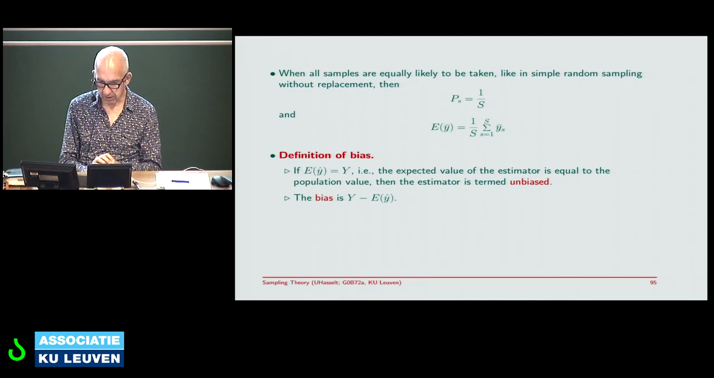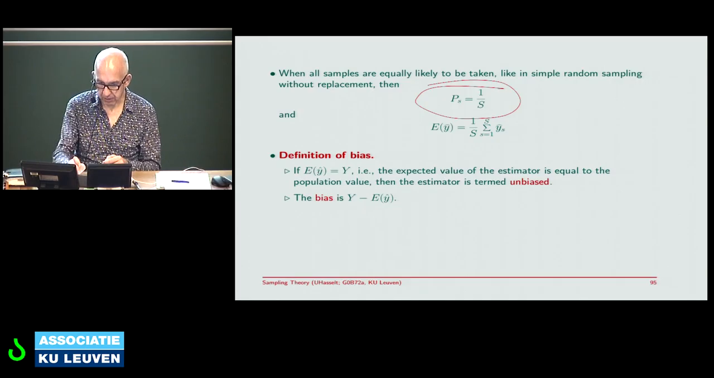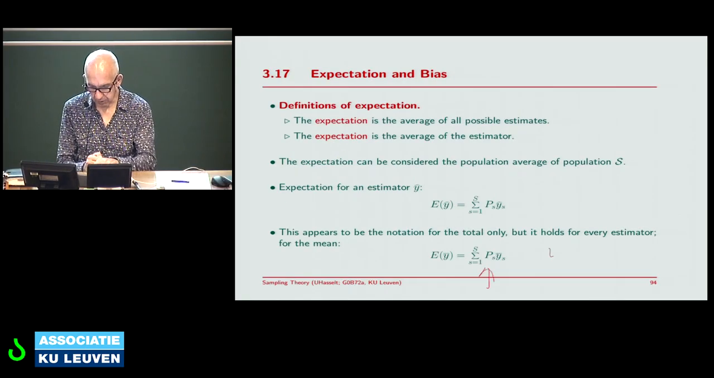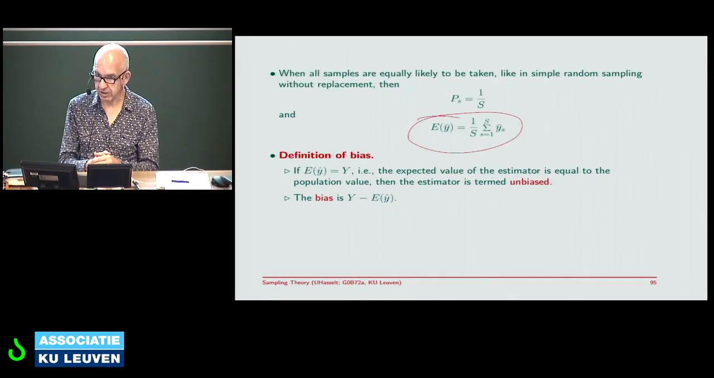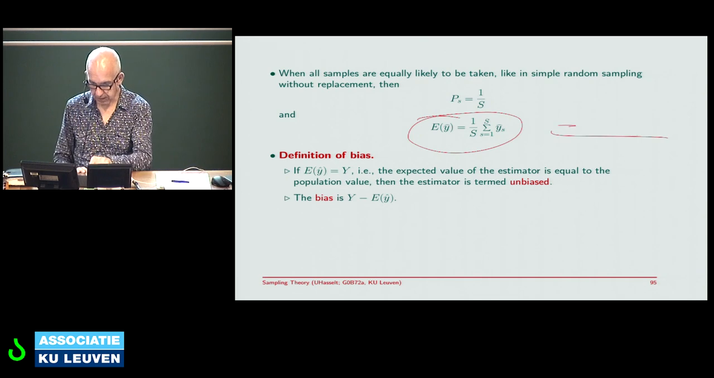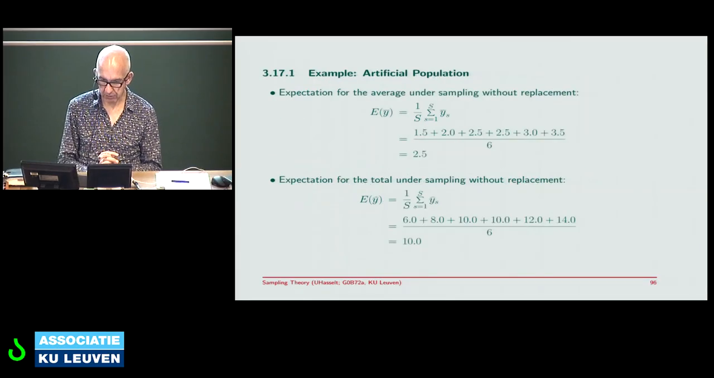When all samples are equally likely, for example, simple random sampling without replacement, the selection probability is 1 over S. So the PS is 1 over S if we sample simple random sampling without replacement. And then it's just the average, as I said earlier. If not, I need to take the proper quantity into account. And then bias. Bias occurs when the average, for example this, across all possible samples is not equal to the true population quantity, then it means that there is a tendency to be a bit too high or a bit too low, and we need to correct for that. So let's apply it to the artificial population.